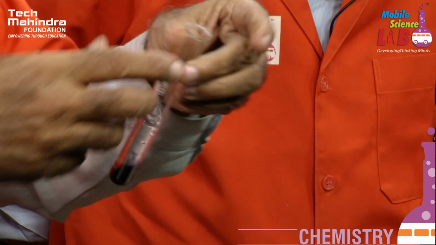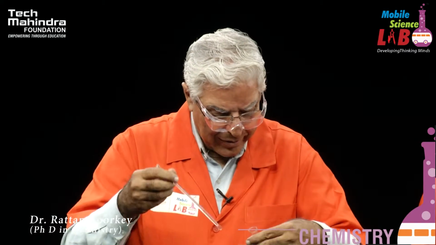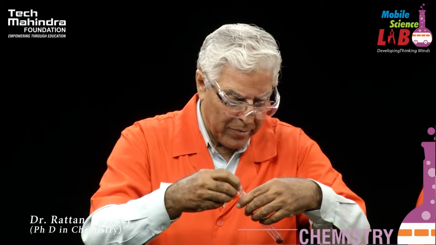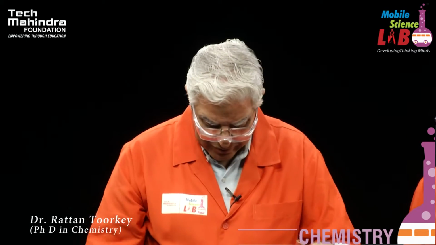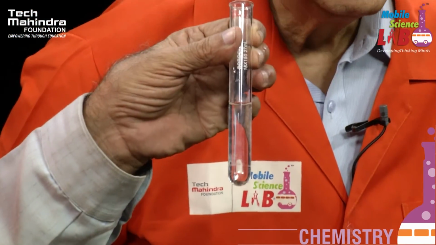Color doesn't disappear. Okay, what you do is, wait, I'll take a glass rod and mix it. You can see it is already disappearing. There it is. The reaction between hypo and iodine is removal of iodine, and you get a colorless solution.